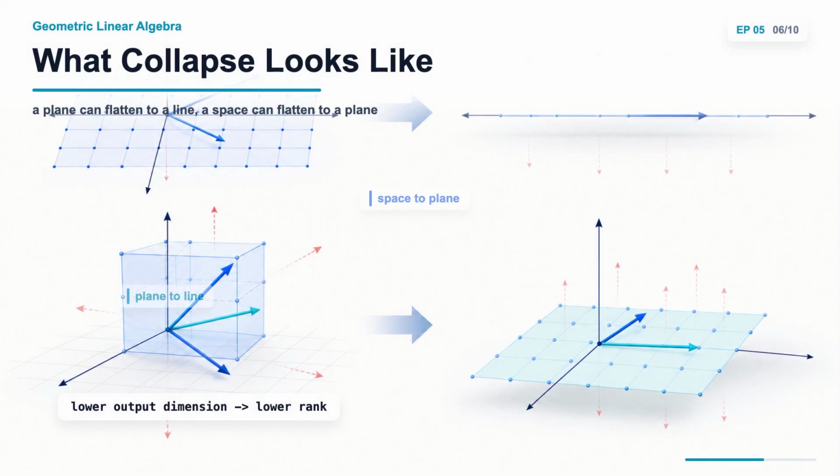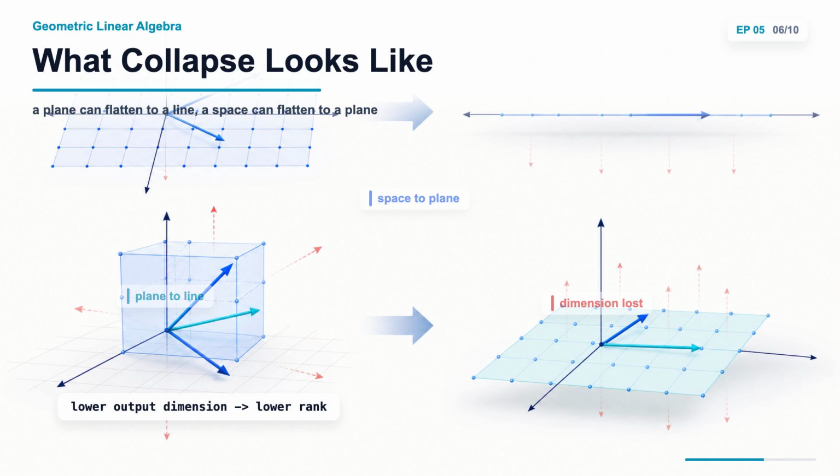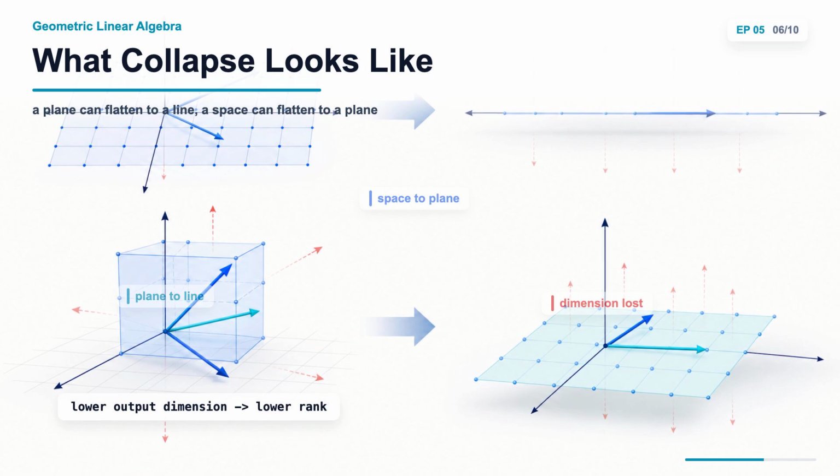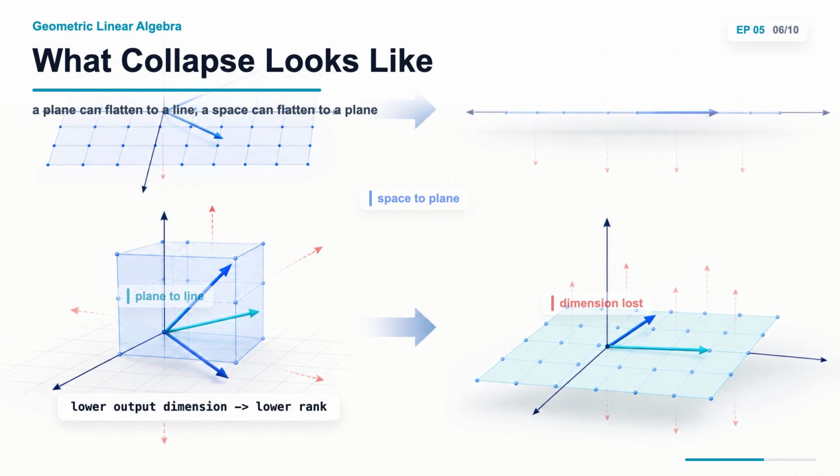Rank becomes especially useful when the matrix is not simply invertible or singular. A transformation from the plane can collapse everything onto a line. A transformation from 3-dimensional space can collapse everything onto a plane. A data matrix can project high-dimensional points into a lower-dimensional feature space. In every case, rank tells how many independent output directions remain. Null space tells which input directions have been lost.